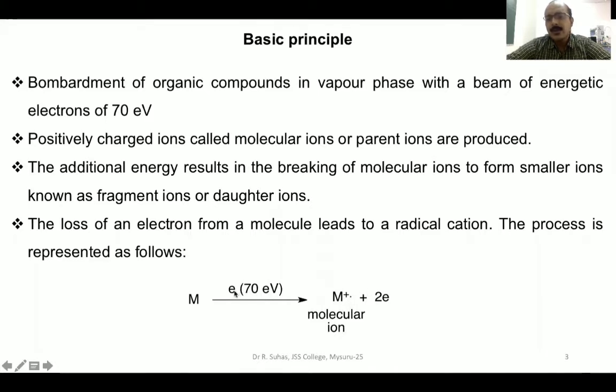We have already got excess energy in the form of electrons, so one E will be there. One electron is lost from the molecule, and that electron adds up to this electron and it becomes 2E. This is the general representation of the formation of a molecular ion from a molecule in mass spectrometry.